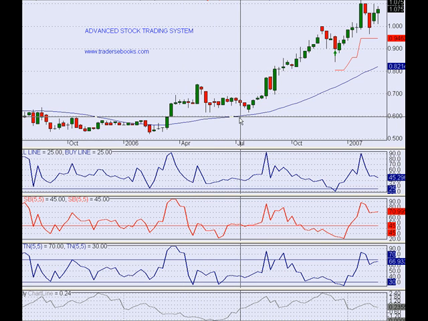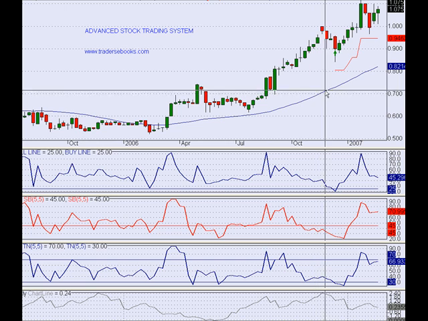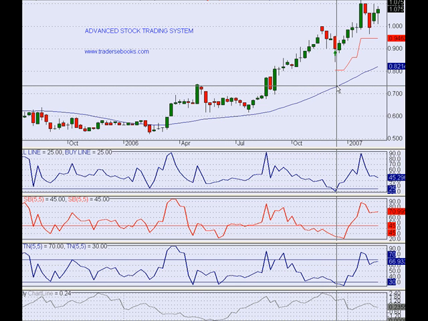and if you look at my cursor there, that line there, the blue line, is the 45 period moving average, the 45 week moving average, the average of the last 45 week closing prices. If our closing price for this week is above that, then it meets one of our criteria.